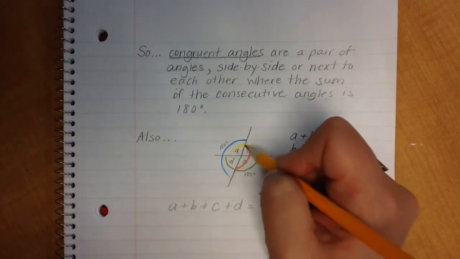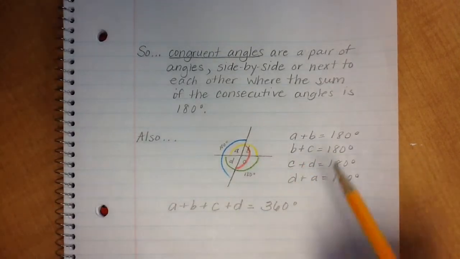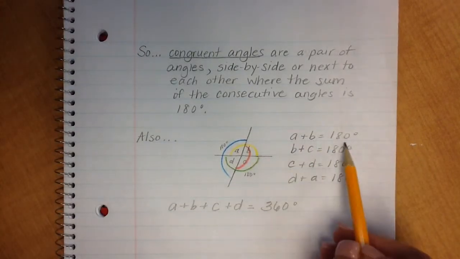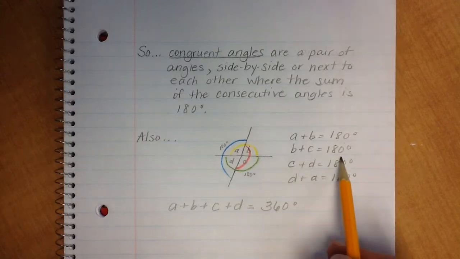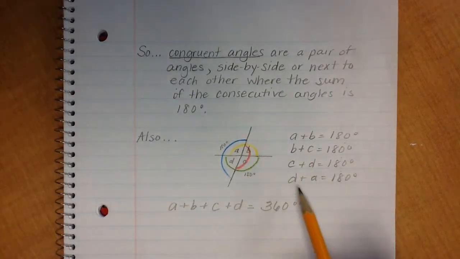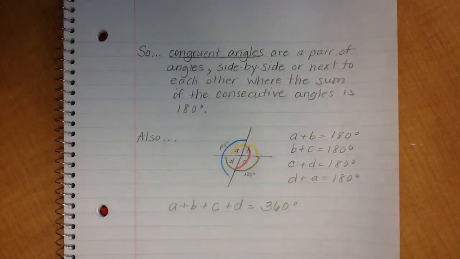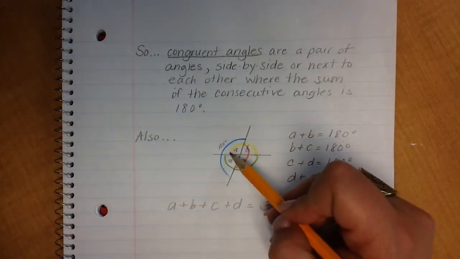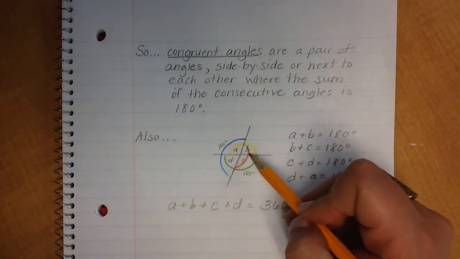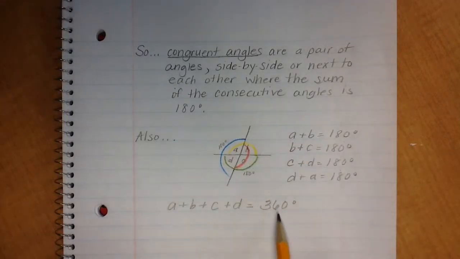B to C is 180 and C to D is 180. So A plus B is 180, B plus C is 180 degrees, C plus D is 180 degrees, and D plus A is 180 degrees. Which means if you take the sum of angle A plus the sum of angle B, C, and D, you would have 360 degrees.